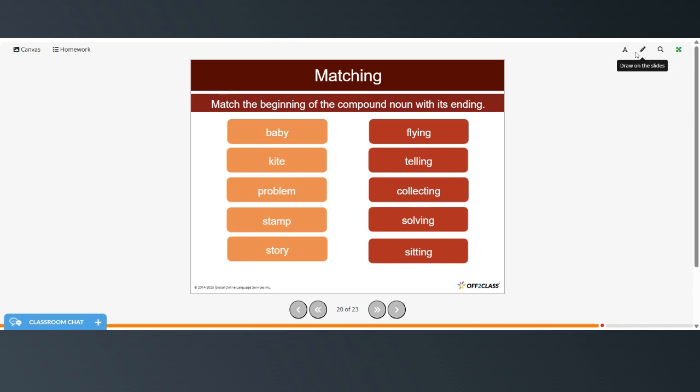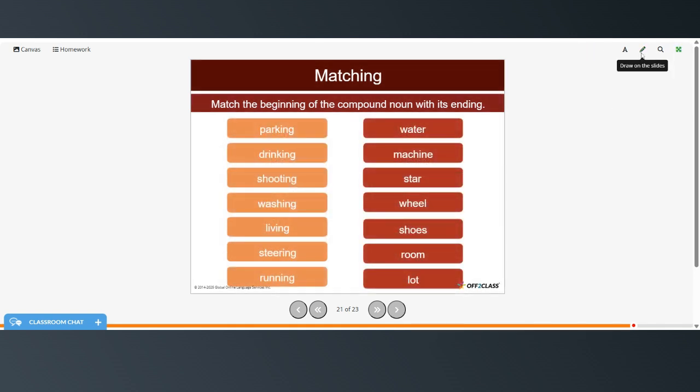All right, so now match the beginning of the compound noun with its ending. You can pause the video, try these on your own, and then restart when you're ready to check your answers. Babysitting, kite flying, problem solving, stamp collecting, and storytelling. Parking lot, drinking water, shooting star, washing machine, living room, steering wheel, and running shoes.